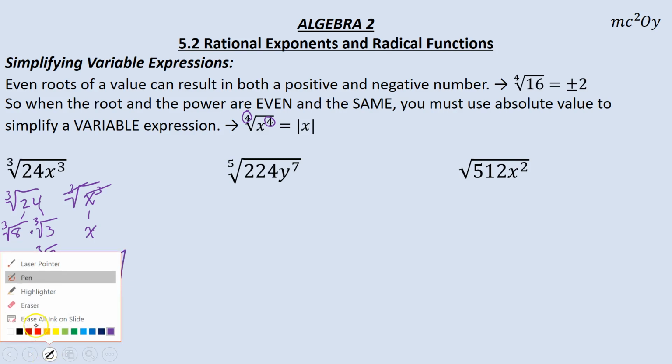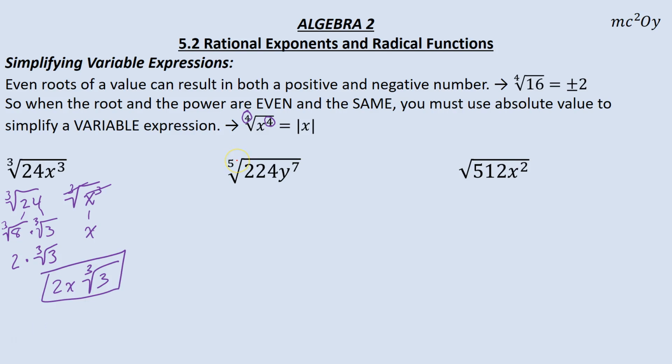Now, on this next one, notice I have a fifth root, so once again, I'm not going to have to deal with this because it's an odd root. But I have the fifth root of 224. I have the fifth root of y to the 7th. The fifth root of 224, I could break that down to, if I think of perfect fifth roots, maybe you wrote down a table somewhere, but I know that's the fifth root of 32 times the fifth root of 7.